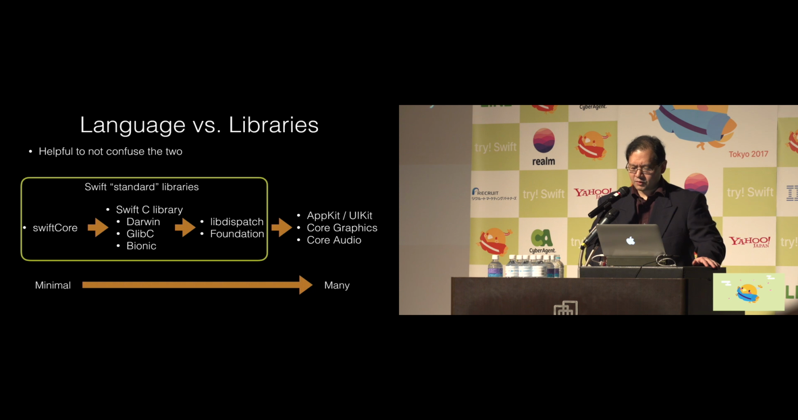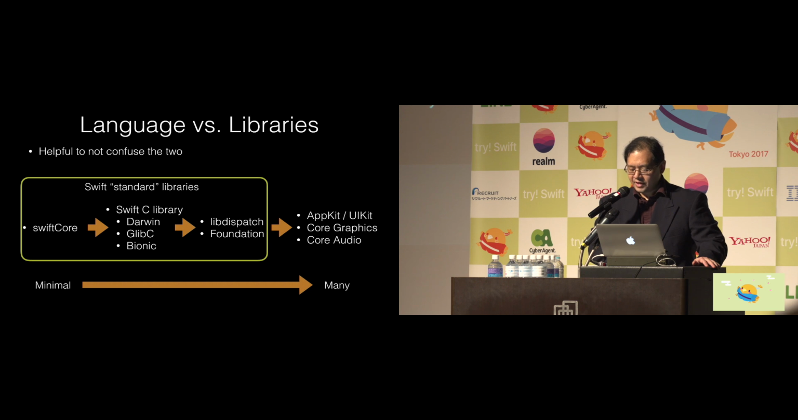So when we talk about using Swift on Android, or any other language for that matter, it is really helpful to separate the difference between the language and the libraries. Because when I talk about using Swift on Android, I do not mean using UIKit on Android. UIKit is a library, and one that is unlikely to ever be ported to Android. So I'm just talking about the language.